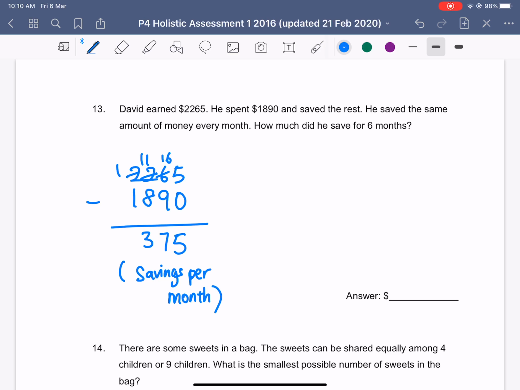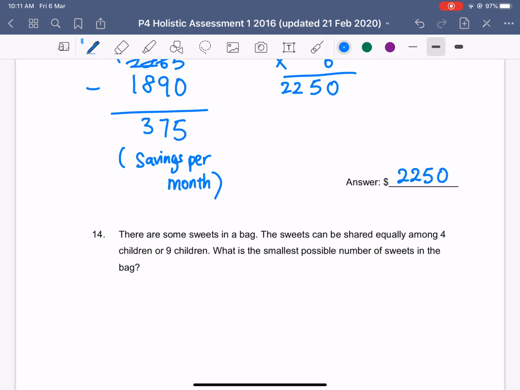If he saves 375 a month, how much is he going to save for 6 months? So we're going to take 375 multiplied by 6 because he's going to save that every month for 6 months. So times, repeated addition, times by 6. 5 times 6 is 30. 7 times 6 is 42. 42 plus 3 is 45. 3 times 6 is 18. 18 plus 4 is 22. So the answer is 2250.